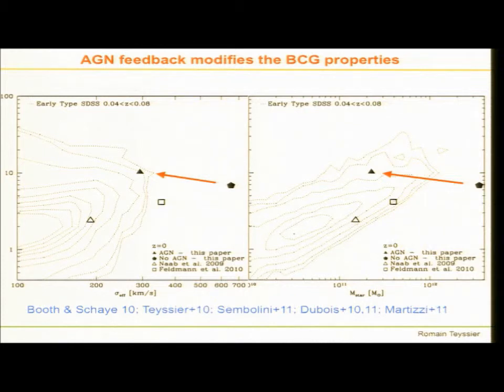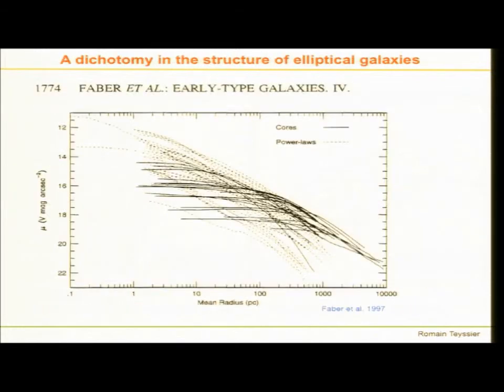in this size-velocity dispersion and size-stellar mass plot. So the first galaxy without AGN feedback was out there, completely outside the existing galaxies we observe. And then when you put AGN feedback, this galaxy goes back into what real galaxies look like. So just to briefly comment on the last point I want to make here, those early type galaxies have been observed since ever.